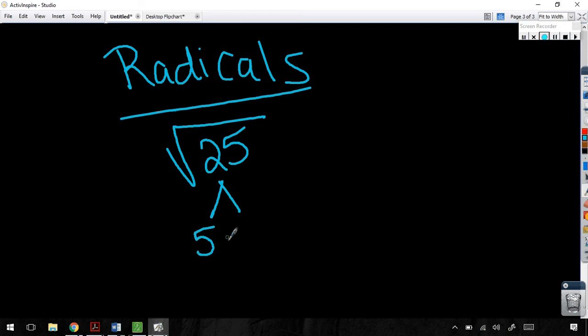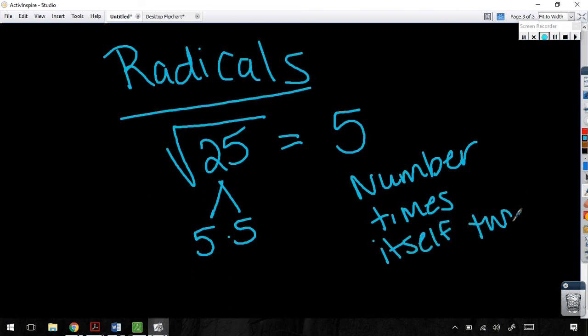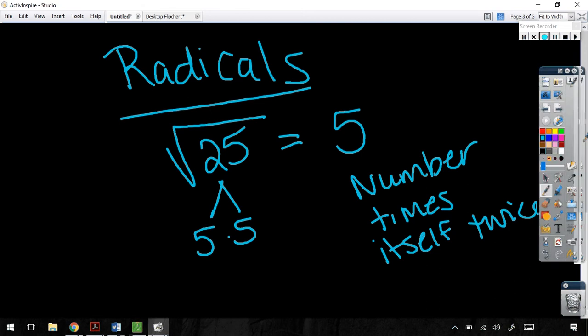Yes. So 5 times 5 is 25, right? So it gives you 5. So a number times itself twice. Is 5 the only thing that solves that, is a solution to that? Yes. So the square root of 25 can be 5 and only 5 and nothing else. Everybody agree? Yeah.